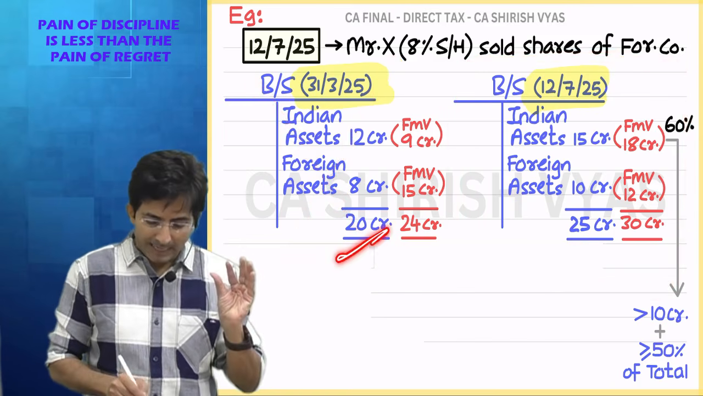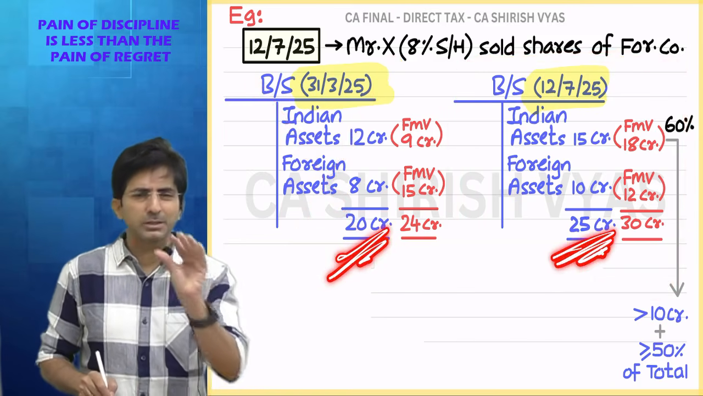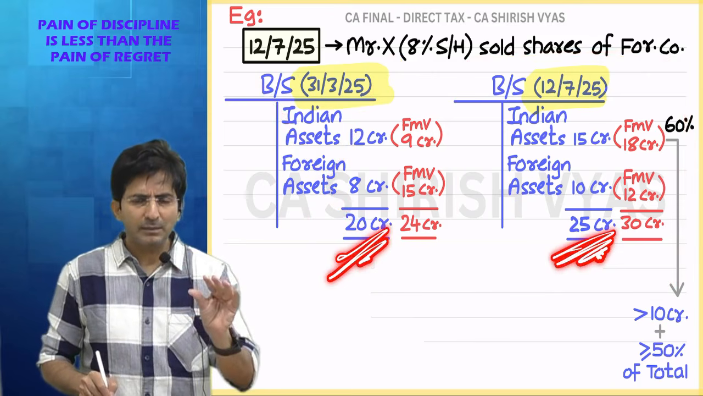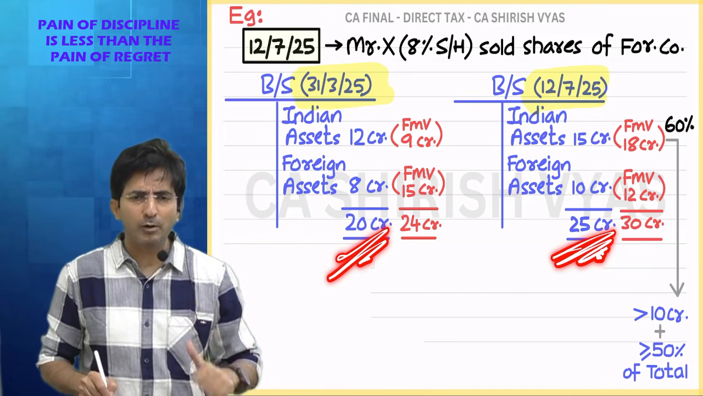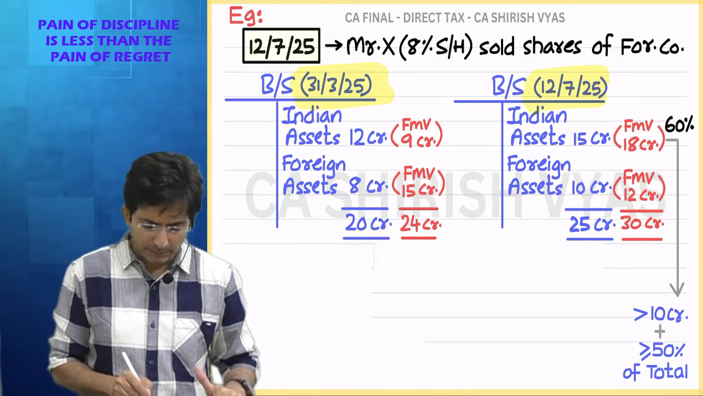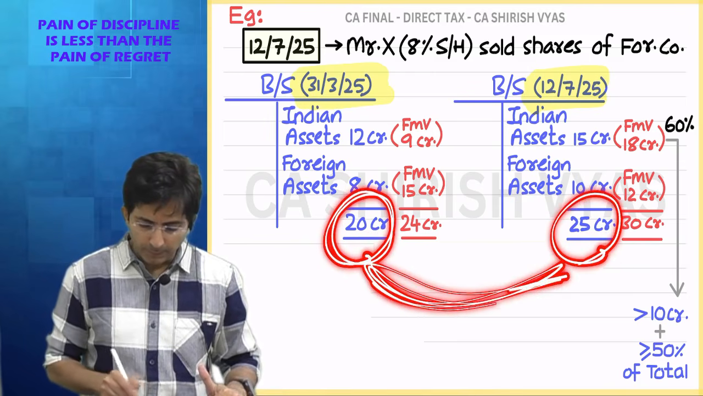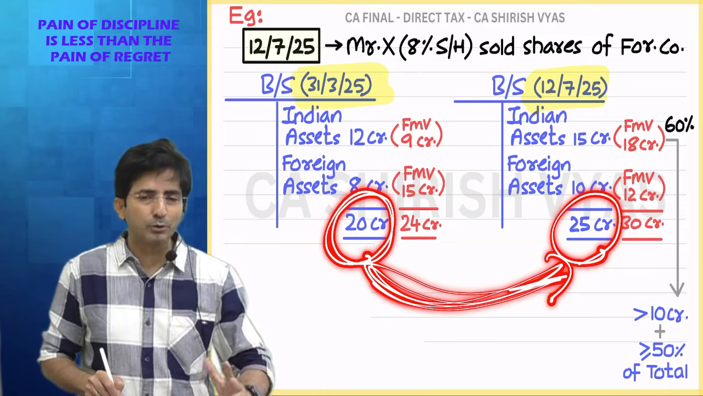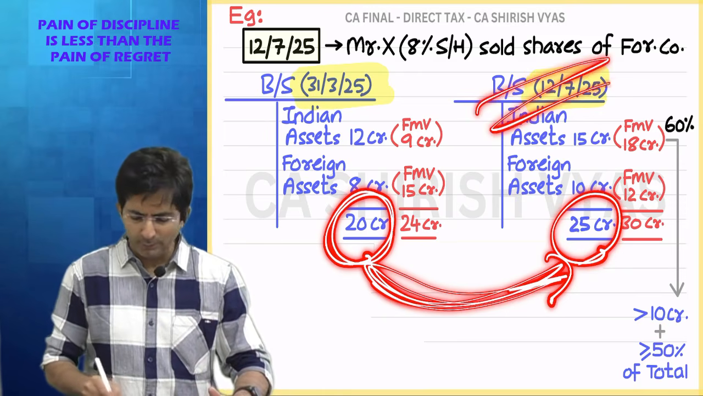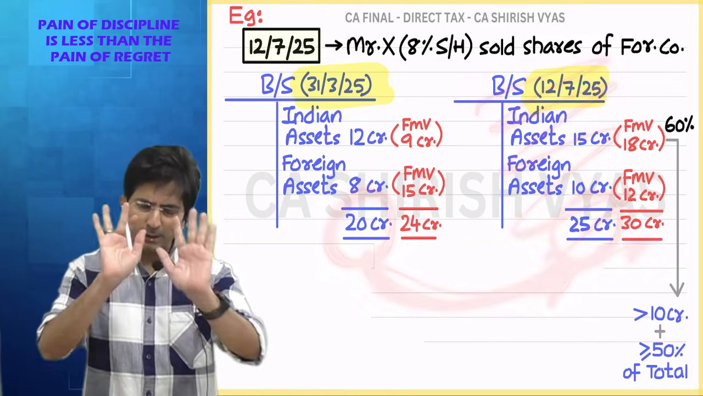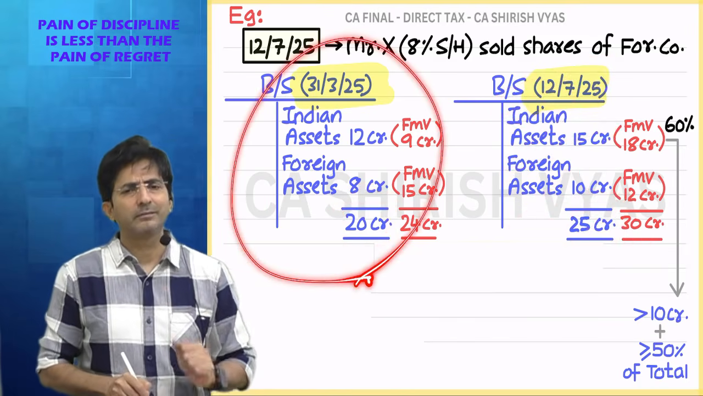Yes, if the asset value did not change much, which assets am I talking about, market value or book value? Book value, see this figure. If between these two figures there is no substantial change, then we don't see this balance sheet. See, first preference is this only, no?